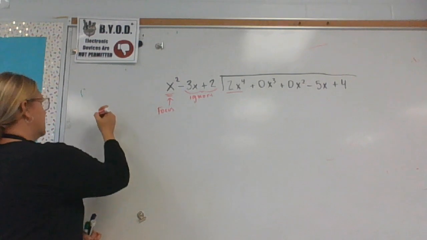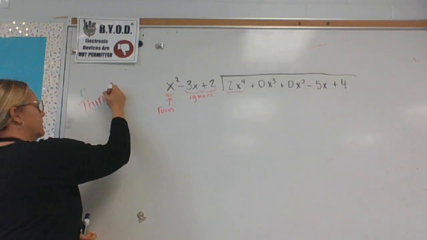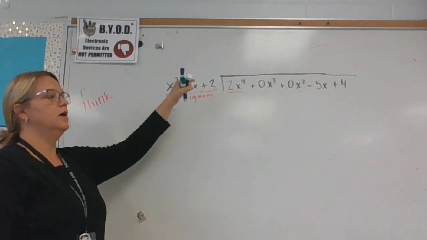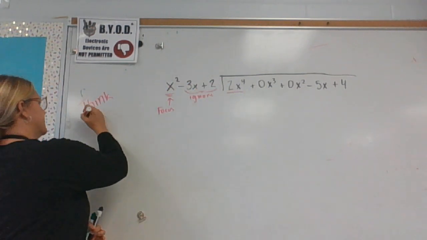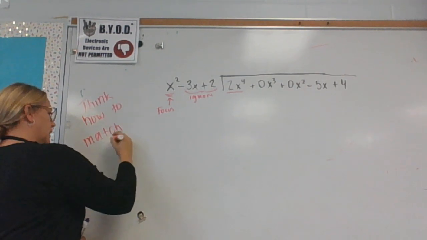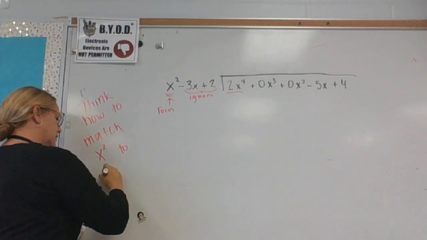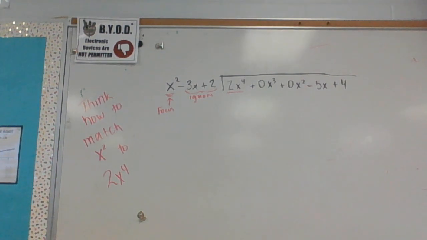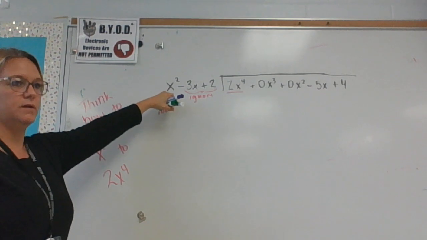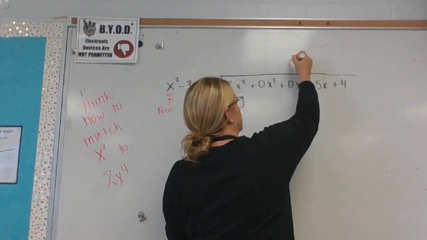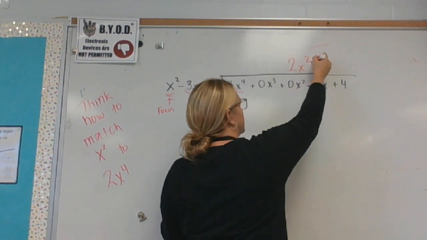And you have to think, how can you make x squared look just like 2x to the fourth? How can you make them match? How to match x squared to 2x to the fourth. What would you need to multiply it by? Yep, we definitely need a 2 in front, so we'll multiply it by 2. And we need 2 more x's, so we're going to multiply in 2x squared.